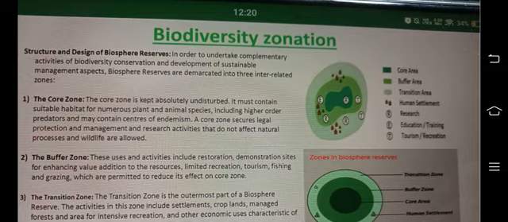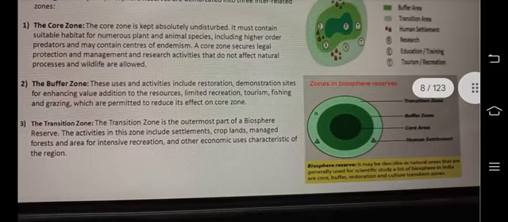It must contain suitable habitat for numerous plant and animal species, including higher order predators, and many contain centers of endemism. Endemism means these kind of organisms only live in that place. Okay, so a core zone secures legal protection and management, and research activities that do not affect natural processes and wildlife are allowed.